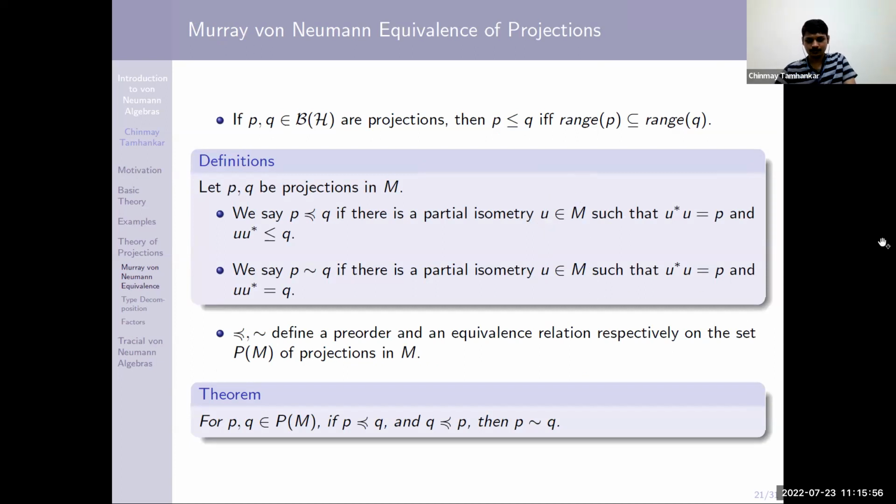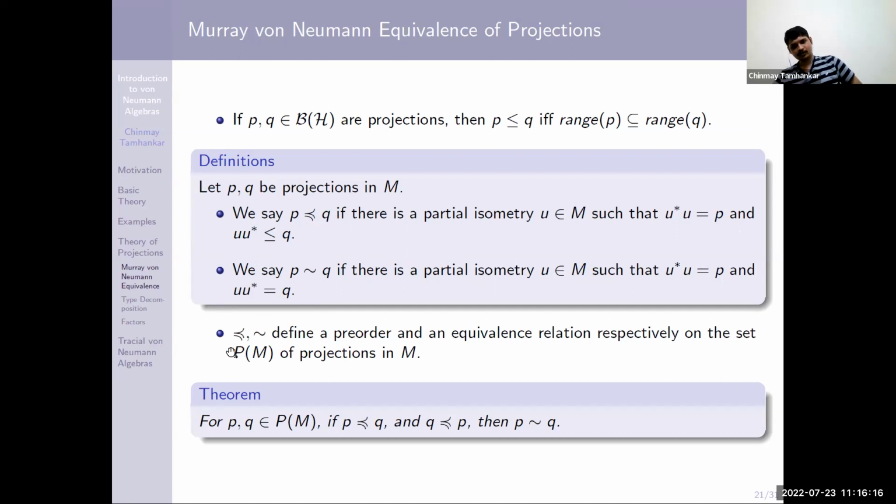And so we have that the initial space U star U has to be P and U U star is less than or equal to Q. And we say that they are Murray-von Neumann equivalent if there is a partial isometry U such that the initial space is range P and the final space is range Q.